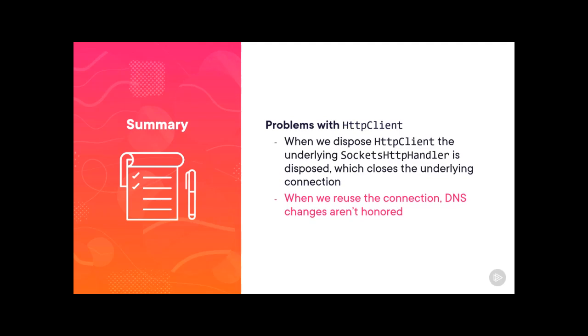On the other hand, if we keep on reusing the instance, the connection is reused as well. And that means that DNS changes aren't honored, which can result in our application trying to call an API via a URI that no longer matches the correct server.